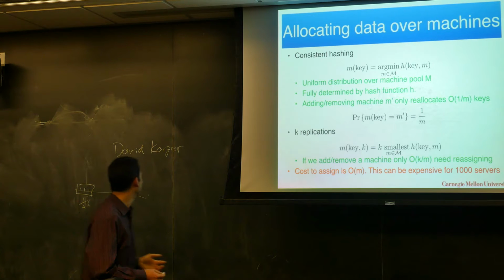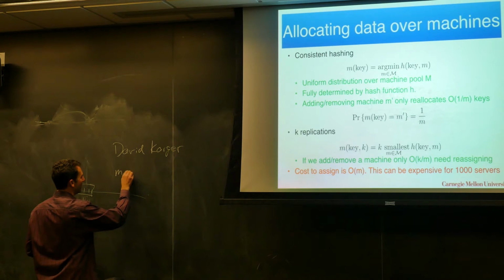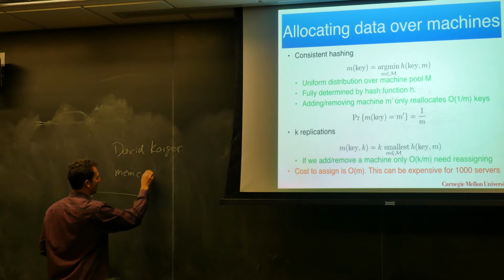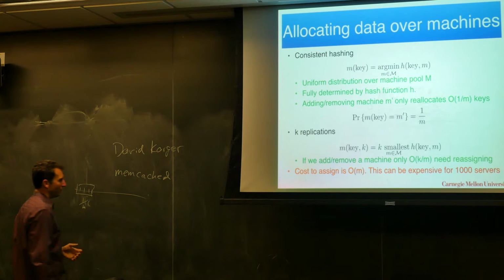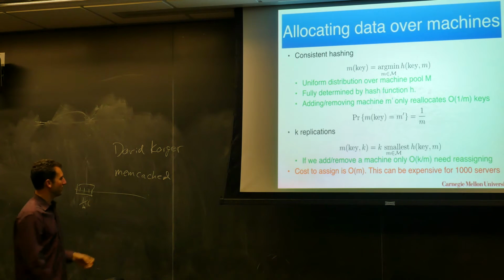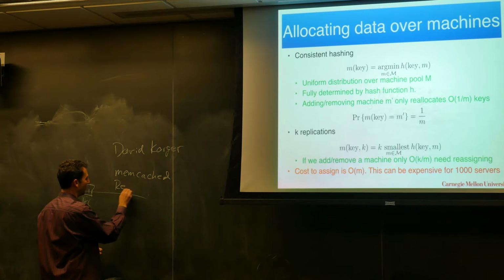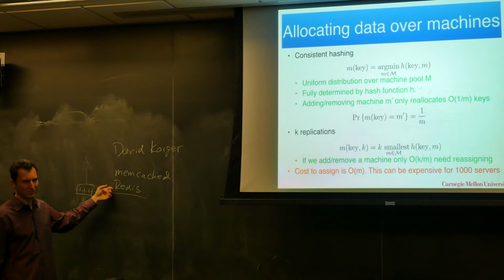There's, for instance, a piece of code that's called memcached, which does this quite nicely. So also something called Redis, which is essentially a fancy version of this.